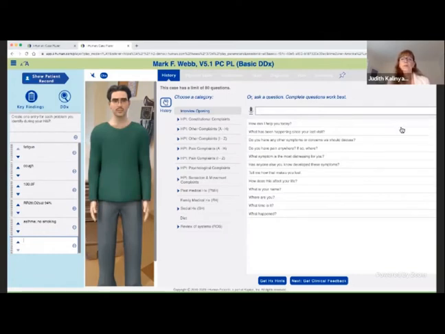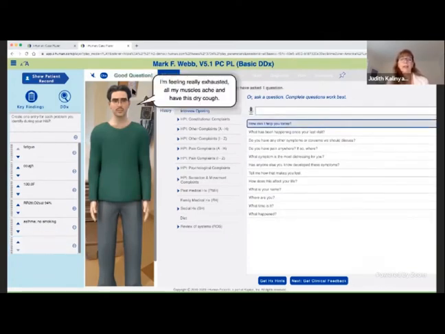So the first question was, how can I help you today? I heard that right at the beginning. So let's ask. You can see that that is listed as a good question. Gives us some idea of what's going on. He's feeling really exhausted, so we have the fatigue. We've got muscle aches and a dry cough. What do you want me to write down? When did it start? Sorry? When did the symptoms start?